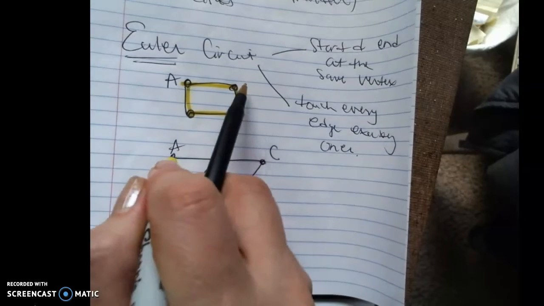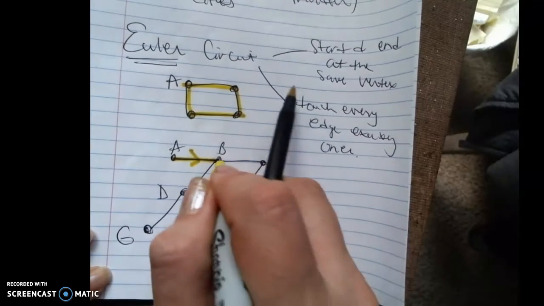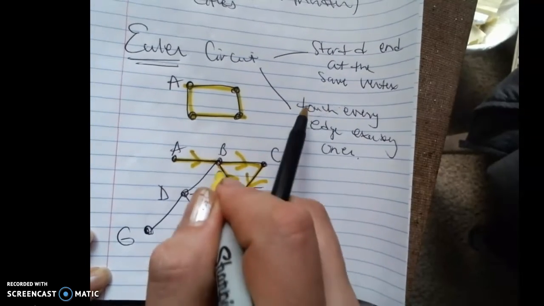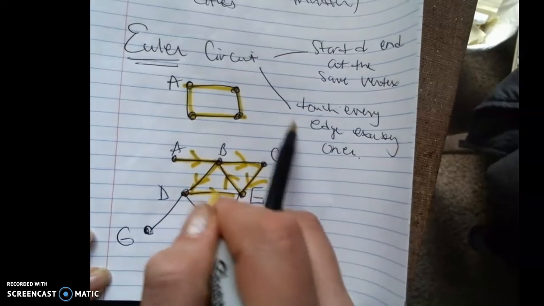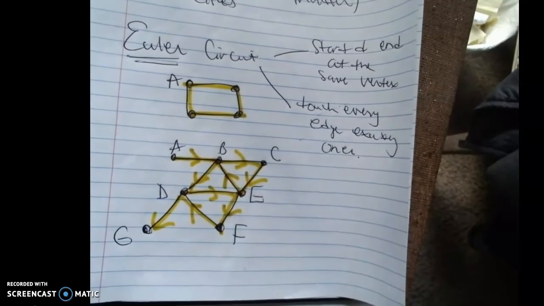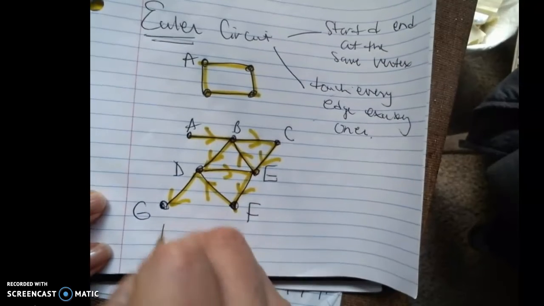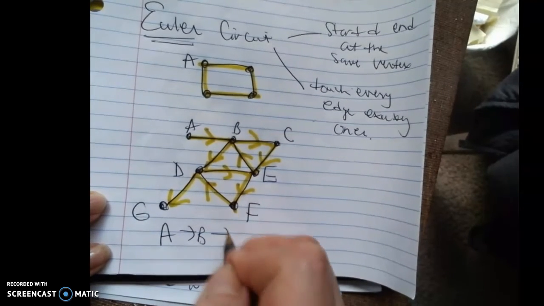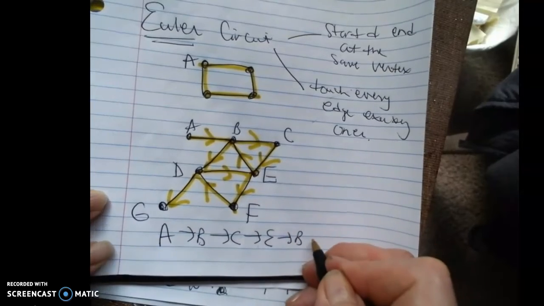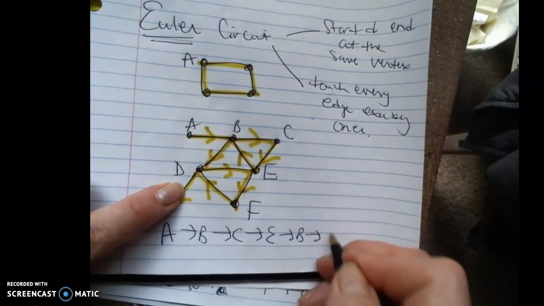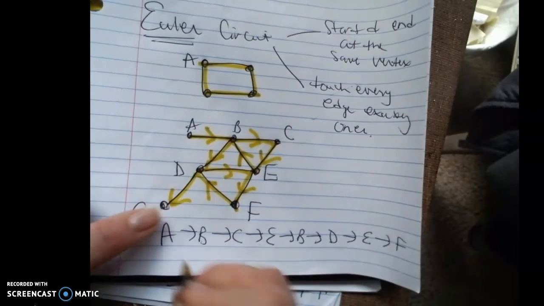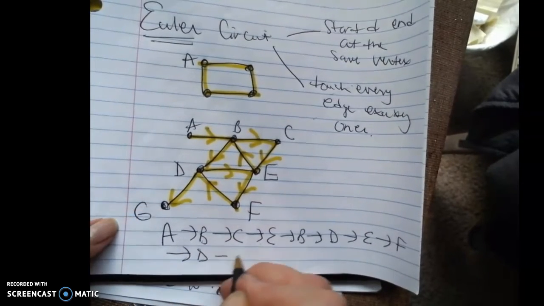If I go A to B, B to C, C to E, E to B, B to D, over to E, down to F, up to D, and down to G. Okay, and again, the way you'd write that, like on my math lab, is A to B, B to C, C to E, E to B, and notice I went back to B. That's okay. You can revisit cities. You just cannot double go on a road.